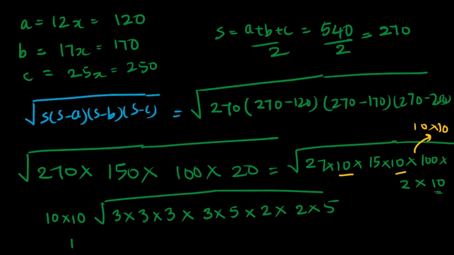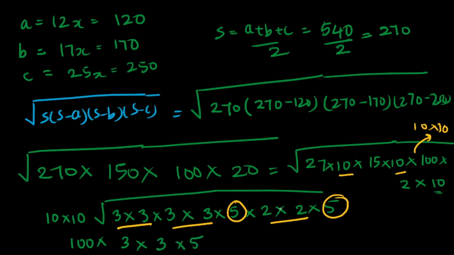So you will have 100 into, here you can see 3 into 3, right? Again you can see 3 into 3. Then you have 5 over here, 5 over here, 5 into 5, then 2 into 2, right? So when you take outside, we'll take one 3 from here. Again 3 into 3, we will take one 3 outside. Then 5 into 5 will take a 5 outside. Then 2 into 2 will take a 2 outside.